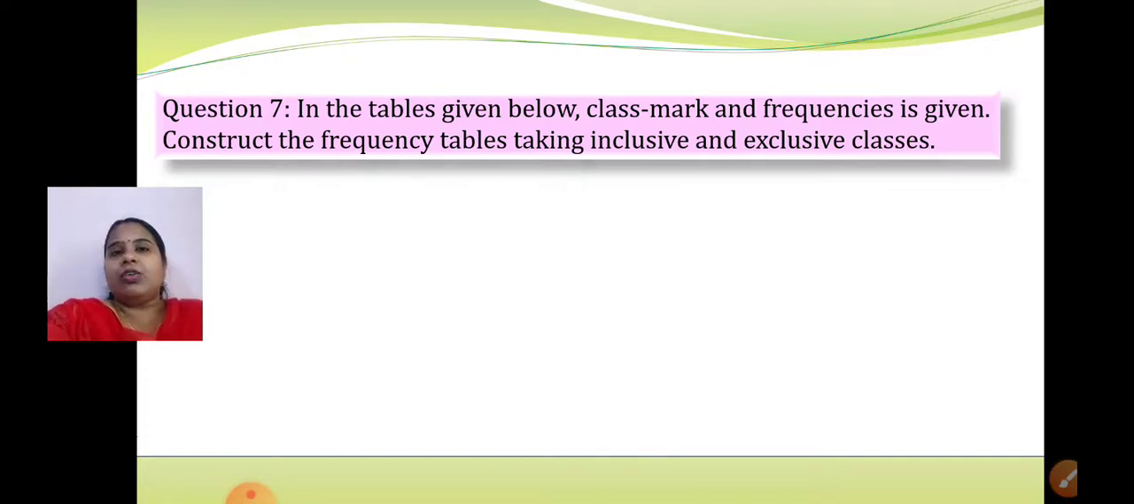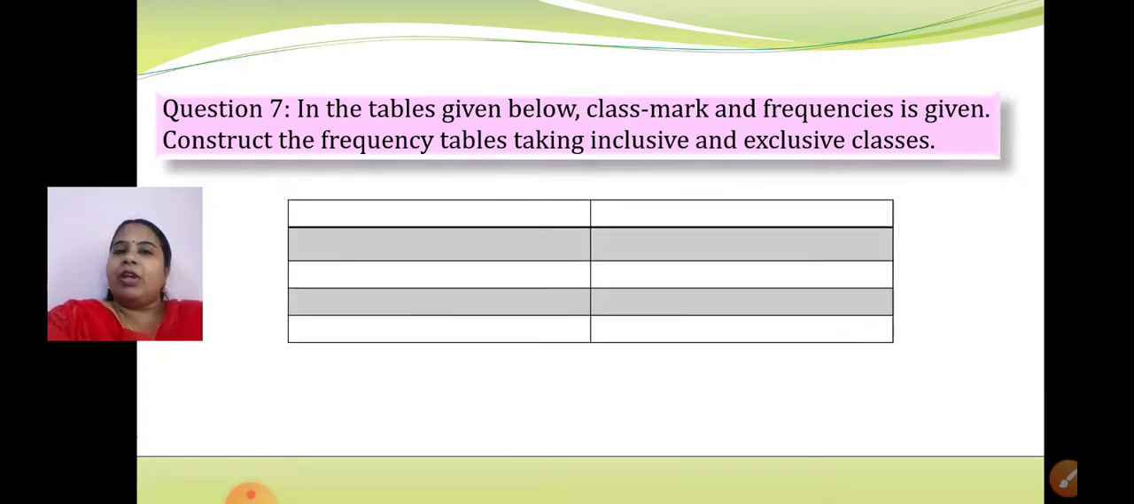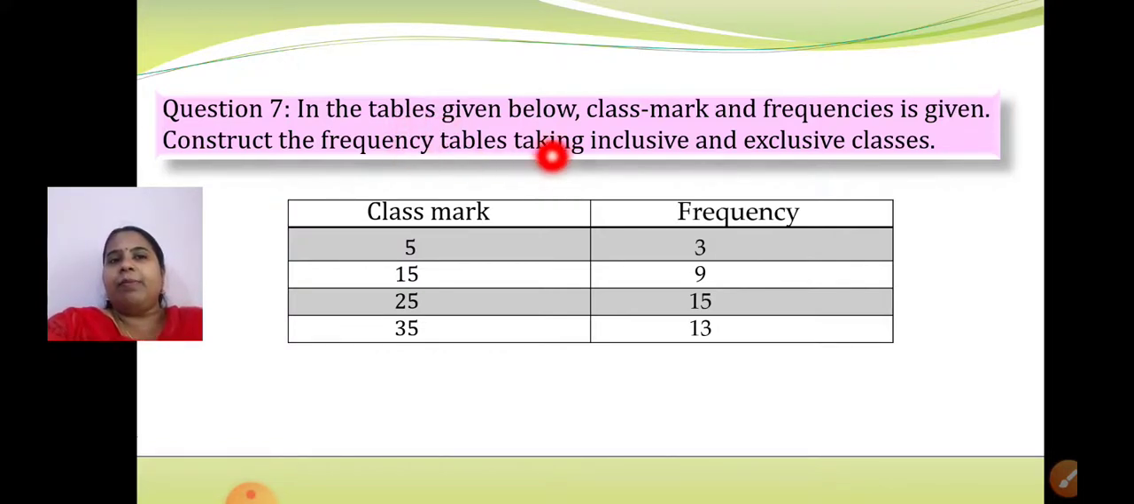Now let us understand the question. What is given to us? A table is given in which class mark is given. Frequencies are given to us. Now what do they want us to do? They want us to prepare a frequency table taking inclusive and exclusive classes.